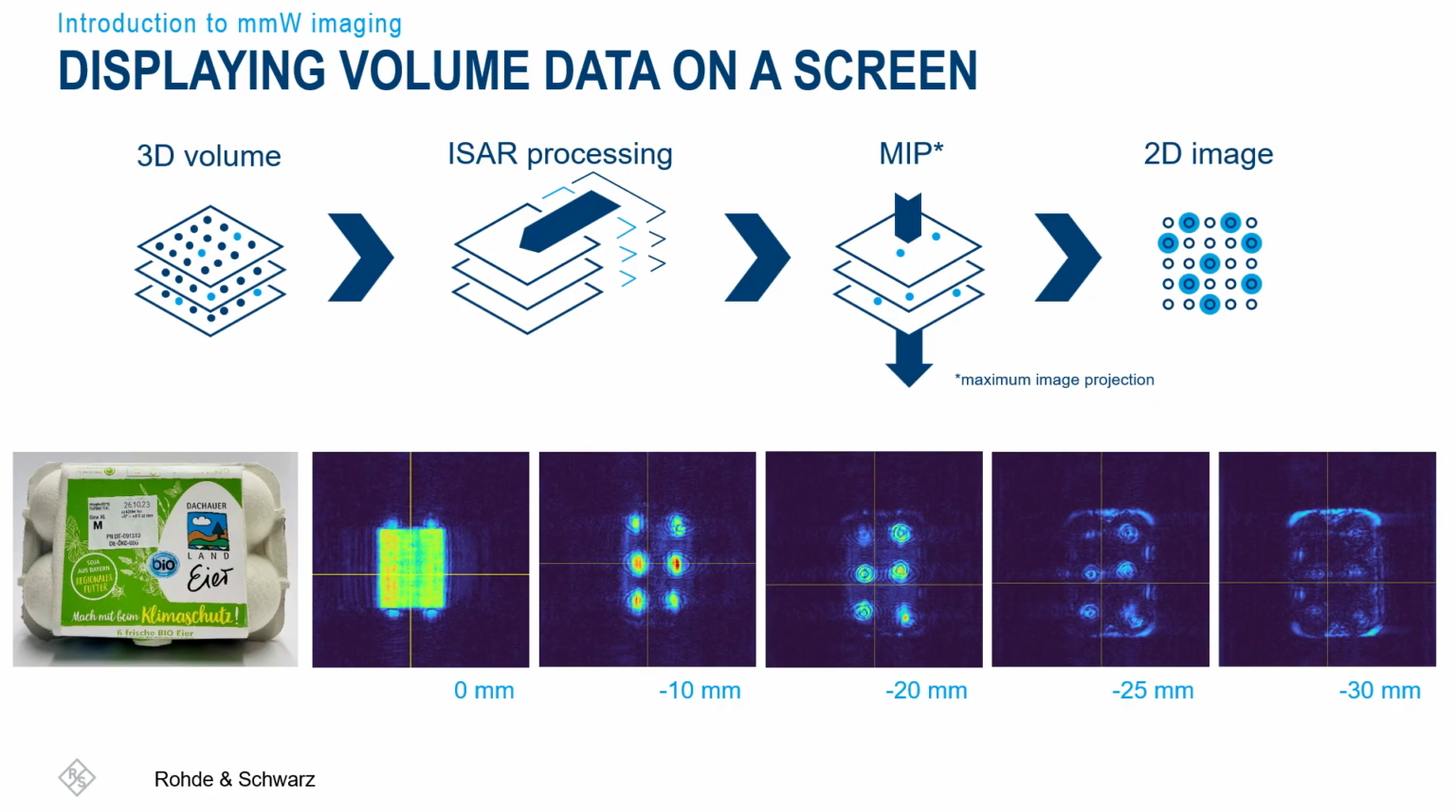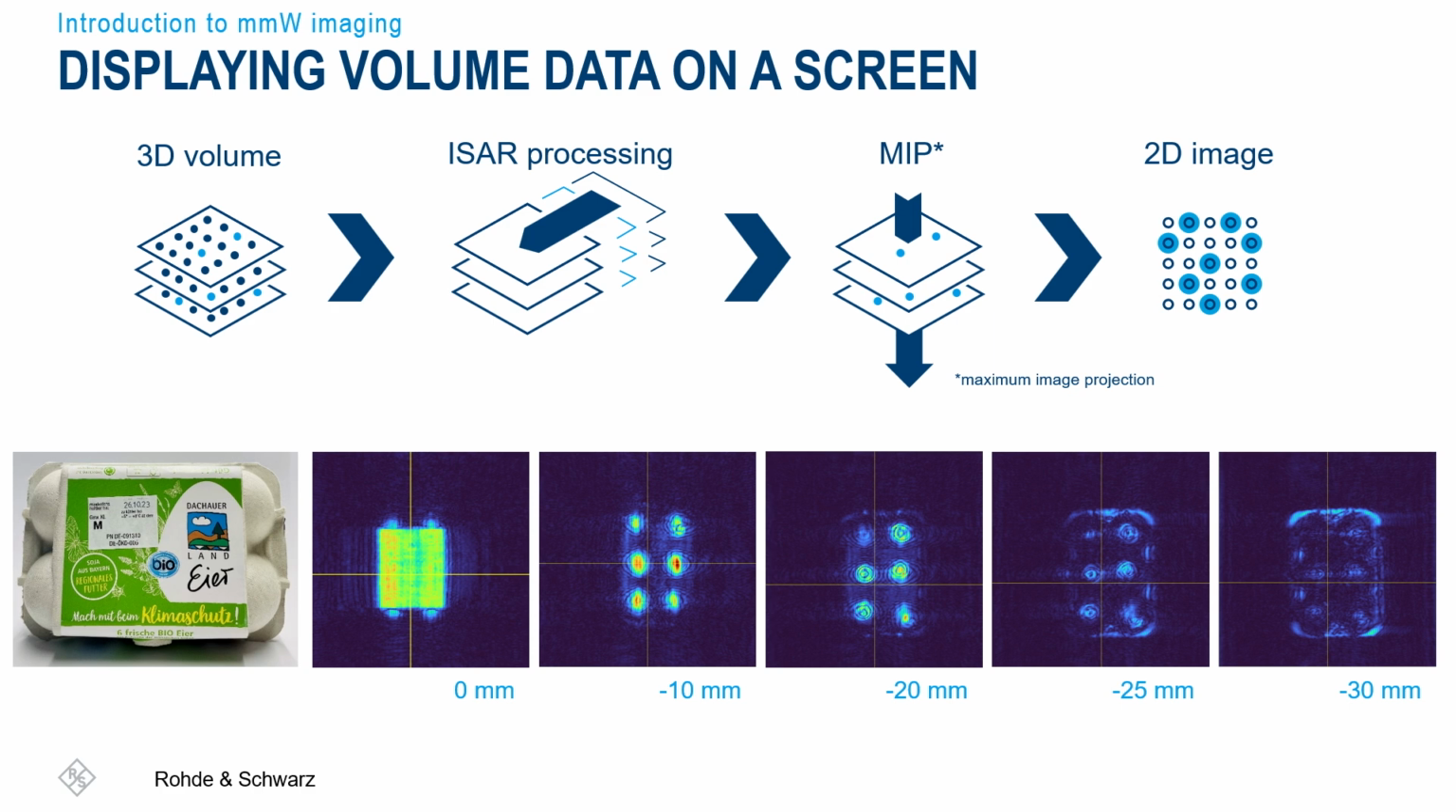Let's have a look at some examples, and before we look at these examples, let's go through an exemplary image where I show you the difference between the maximum image projection and looking at the image slice by slice. So here we have the volumetric image of a box of eggs. On the left, you see the photograph. The first image is the first layer. I call this 0 millimeters because that's the surface of the package. It's uninteresting because that's what we see with the camera. So let's go deeper. And deeper means we go from left to right.